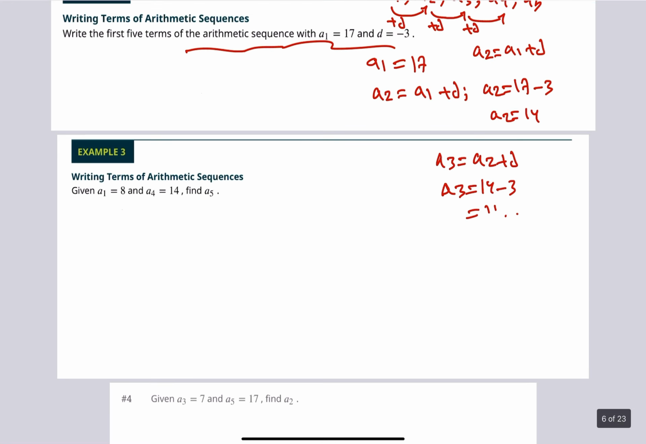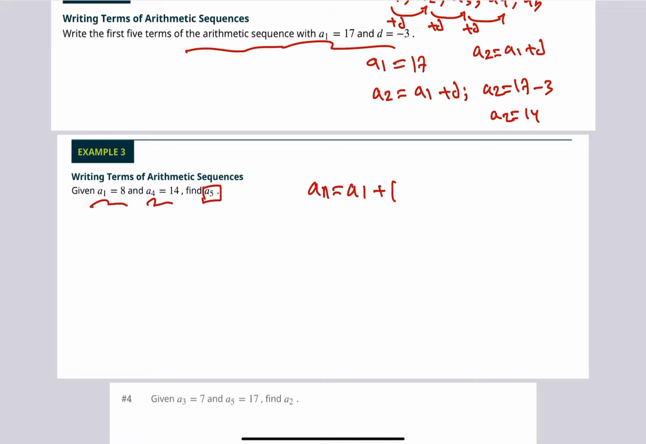Moving on to this interesting question. We have A1 equals 8, A4 equals 15. How on earth do I find A5? And I'm not even given the difference. So if I write down the formula, an equals A1 plus n minus 1 times d, and I plug in 5, right?